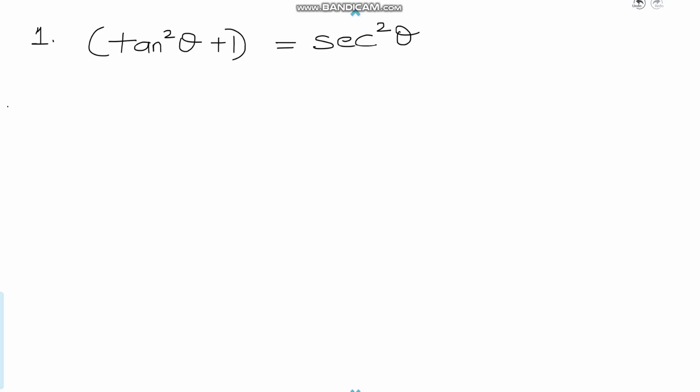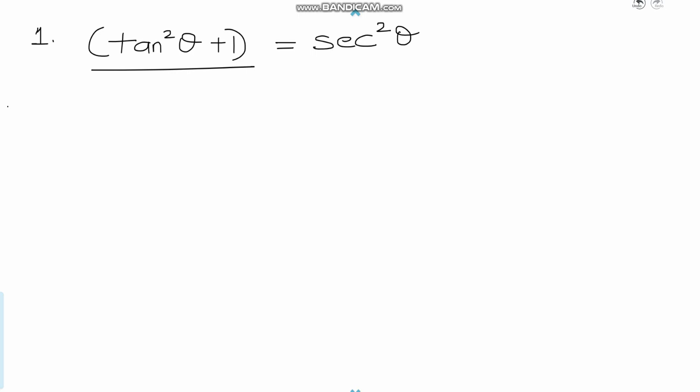Today we are going to simplify this equation given here. We are going to do it in two different ways. One is when we are asked to simplify tan square theta plus 1. And the second is when we are asked to prove that tan square theta plus 1 is equal to sec square theta. So we are going to see how to move forward with this.